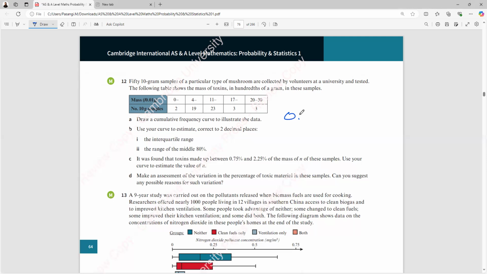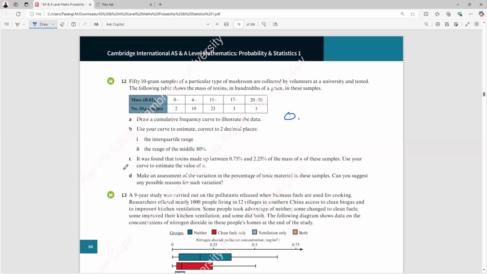So for the mass of n of these samples, use a curve to estimate. If you draw the curve, estimate the value. The nth value means given samples here. Let me think of that. You will continue the rows: 0 to 3, 4 to 10, 17, and 20 to 30. The entire one would be 30.